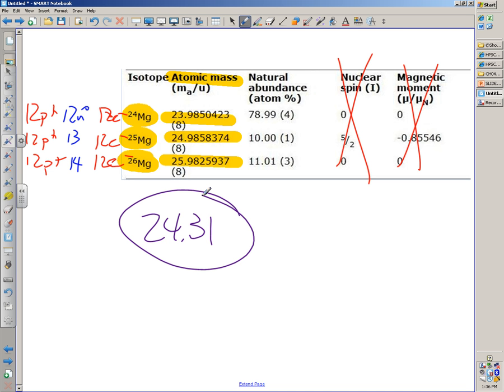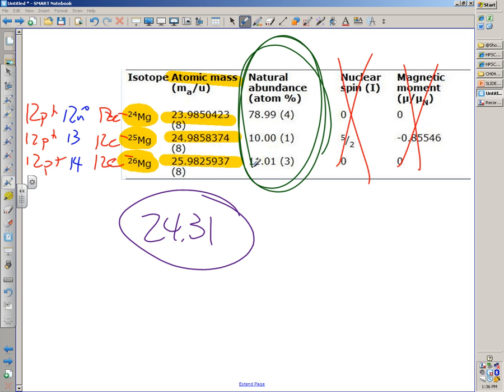Oh, good. Because these numbers are in fact. Okay. If we look, it's not because of that. It's not because of these numbers. It's because of these numbers. Okay? What is the title of that column? Natural abundance.